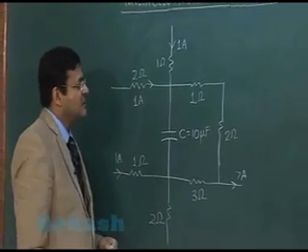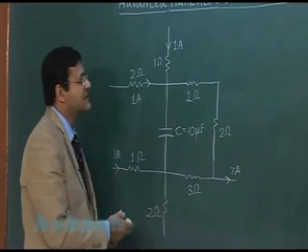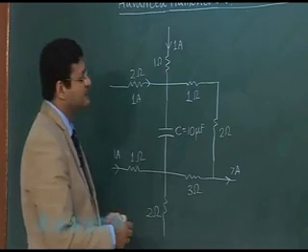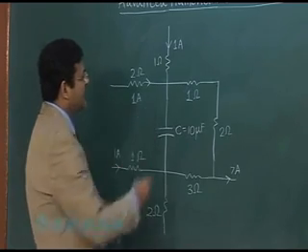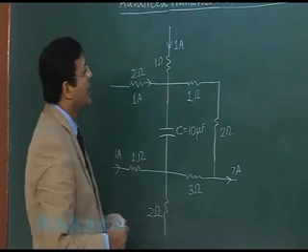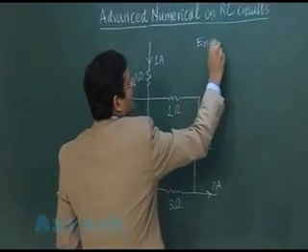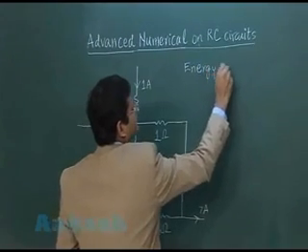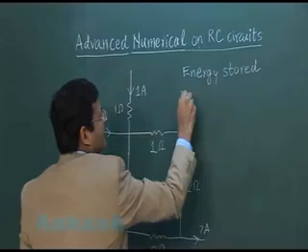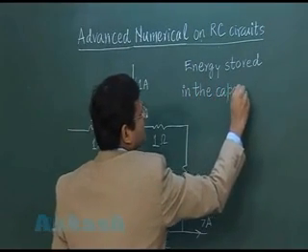In this entire network, you see, in some of the branches currents have been given, in some of the branches currents have not been given. All the resistors have been mentioned, and in between here you have a capacitor connected. Capacitor value is 10 microfarad, and you have to find out the energy stored in the capacitor. You have to find out what is the energy stored in the capacitor.